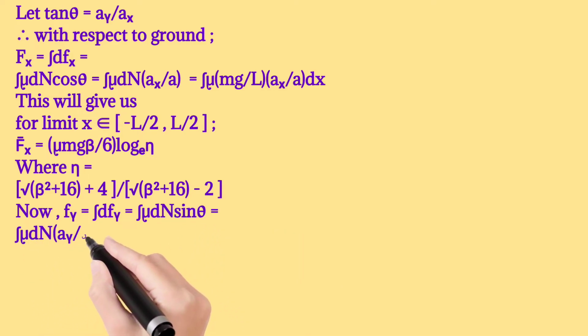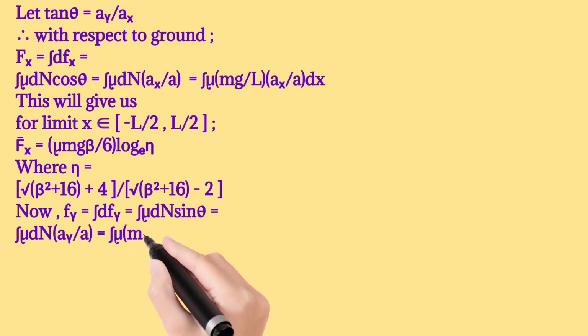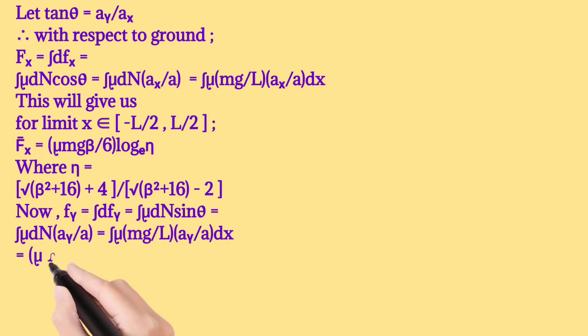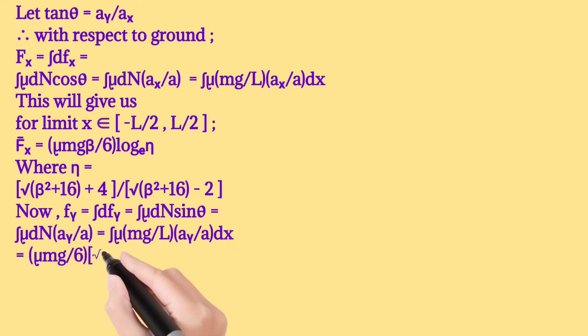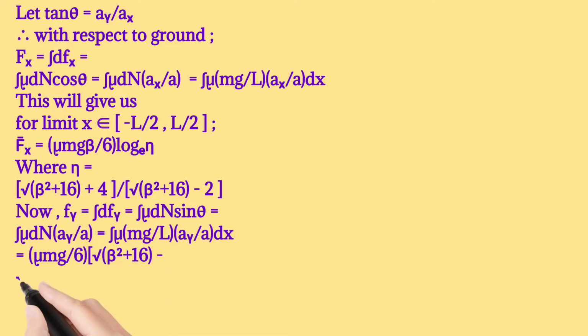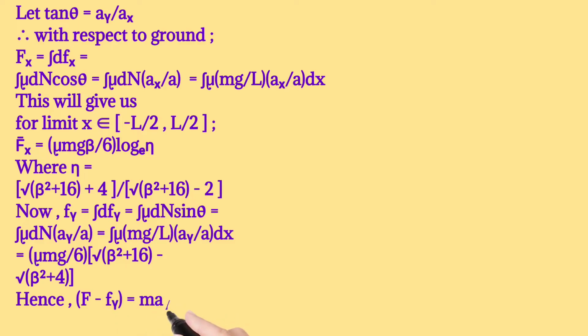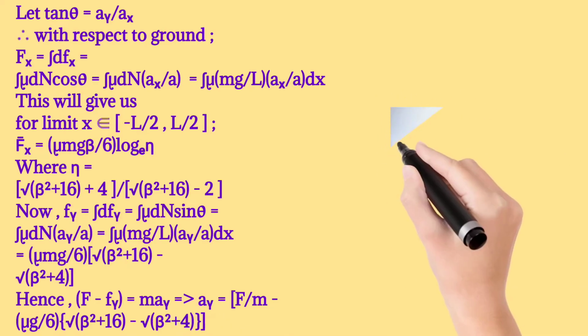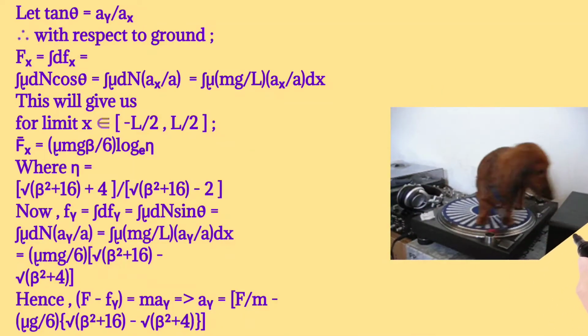Now Fy, that is the y component of friction, is the integration of dFy, that is the integration of mu dN sin theta. From tan theta we get ay by a, and integrating mu mg by L times ay by a dx, we get mu mg by 6 multiplied by root over beta square plus 16 minus beta square by 4. Hence the unbalanced force equation along the y-axis will be F minus Fy equal to M Ay, and Ay we get as F by M minus mu g by 6 root over beta square plus 16 minus root over beta square plus 4.